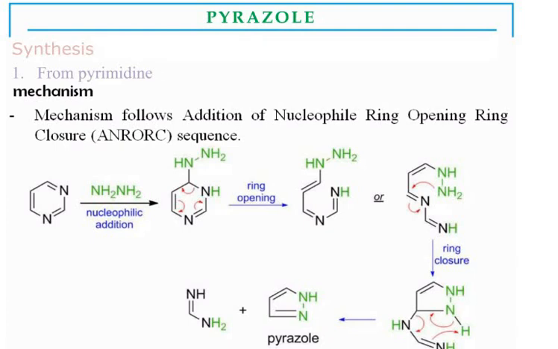Now, the mechanism follows addition of nucleophile, ring opening, ring closure: the ANRORC sequence. RO means ring opening, RC means ring closing, AN means addition of nucleophile. So you can see the scheme: nucleophilic addition, then ring opening, then ring closure, and then your pyrazole.